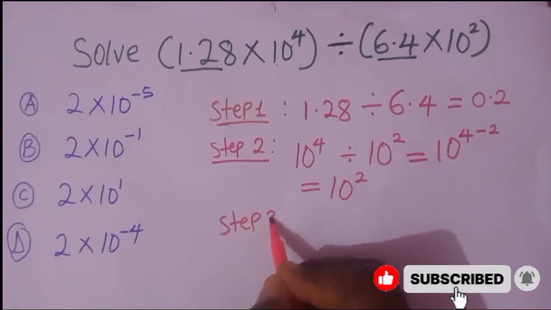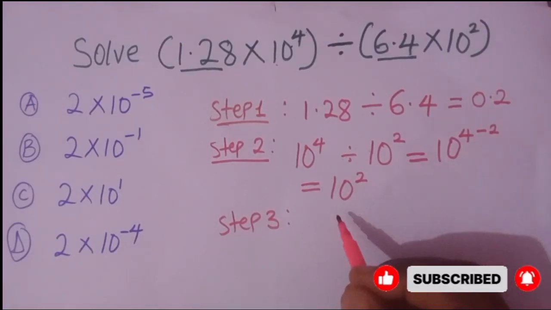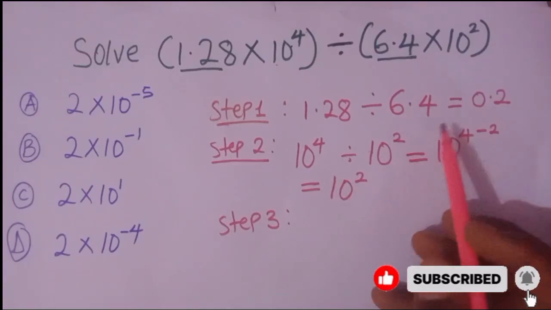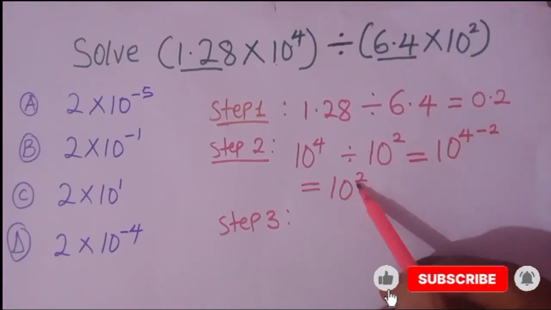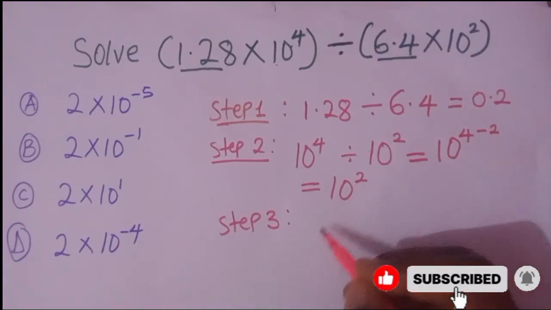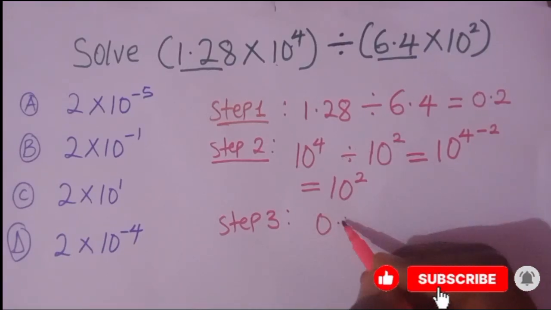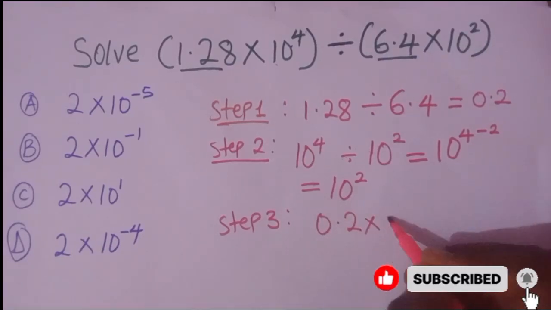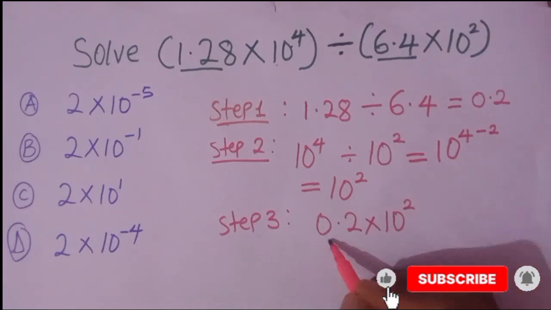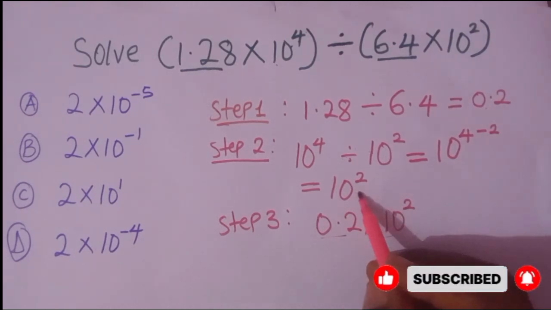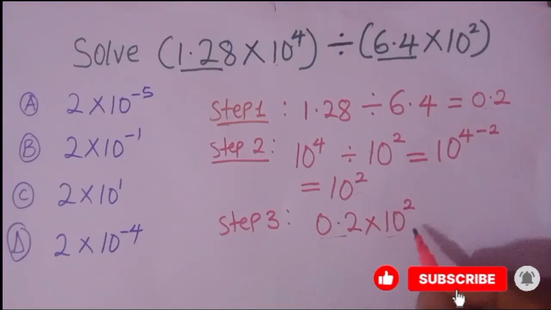The third step is for us to combine everything. The third step, you combine everything, both what we got in the first step and what we got in the second one. So we combine everything. We have 0.2 multiplied by 10 raised to power 2. 0.2, which is the first one, 10 raised to power 2, which is the second one. Then we multiply it.